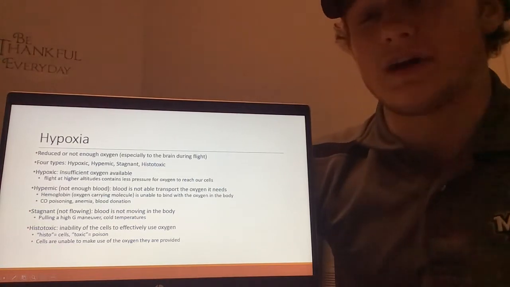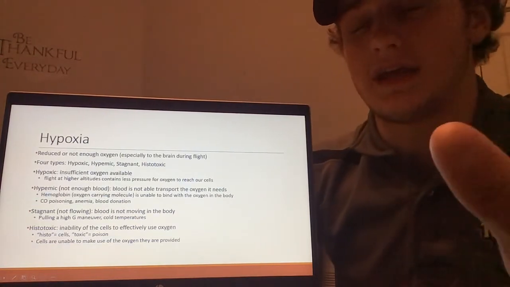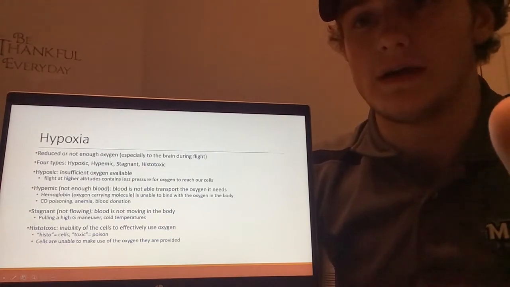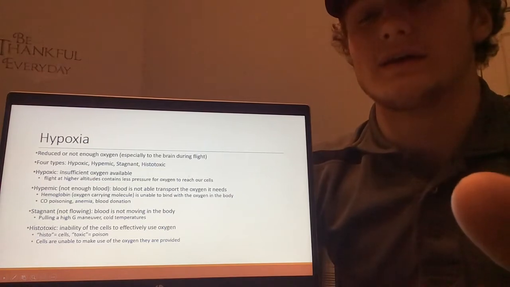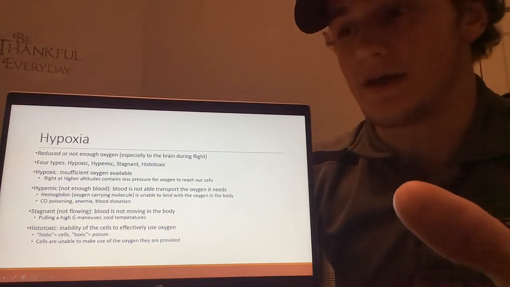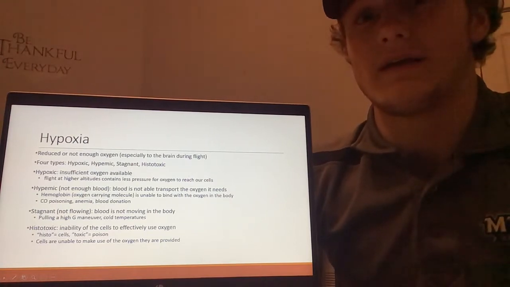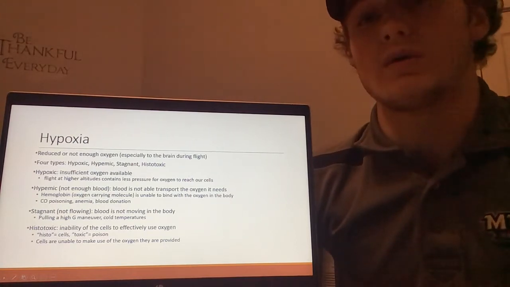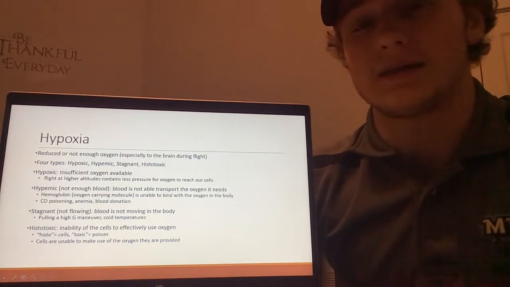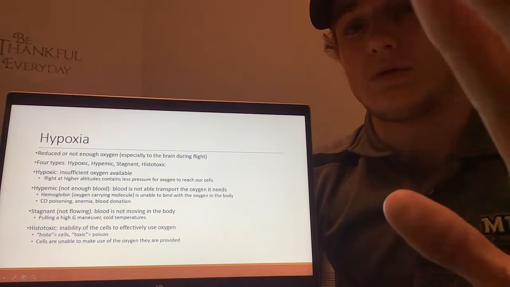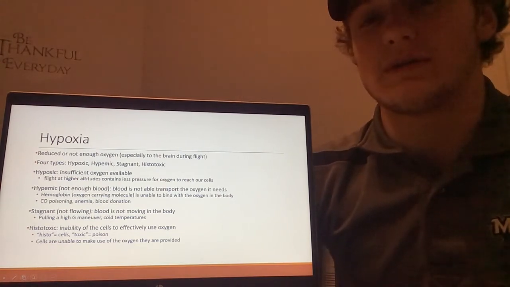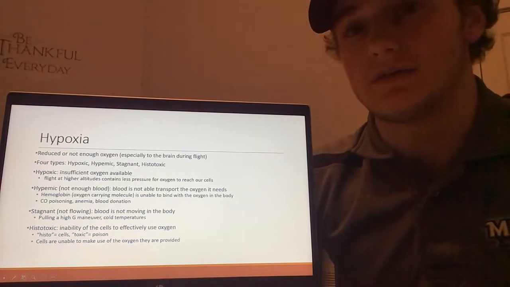Another type of this is, say, the hemoglobin in your blood, which is the oxygen carrying molecule, cannot combine with the oxygen. So it just can't carry it. One example of this is carbon monoxide poisoning, which affects the hemoglobin and the ability to carry that oxygen to where it needs to go.